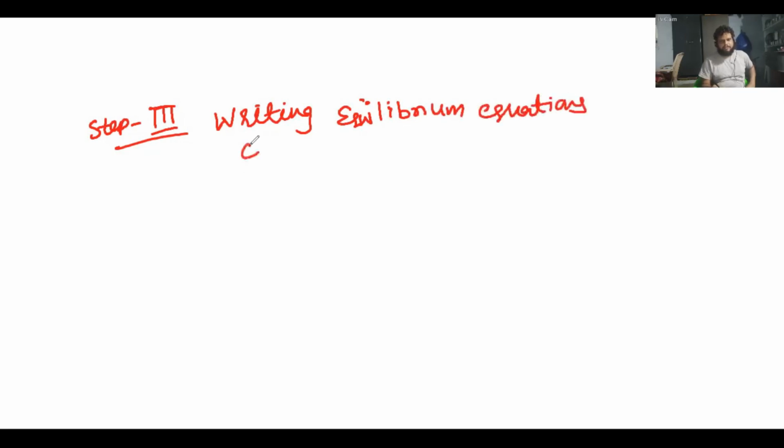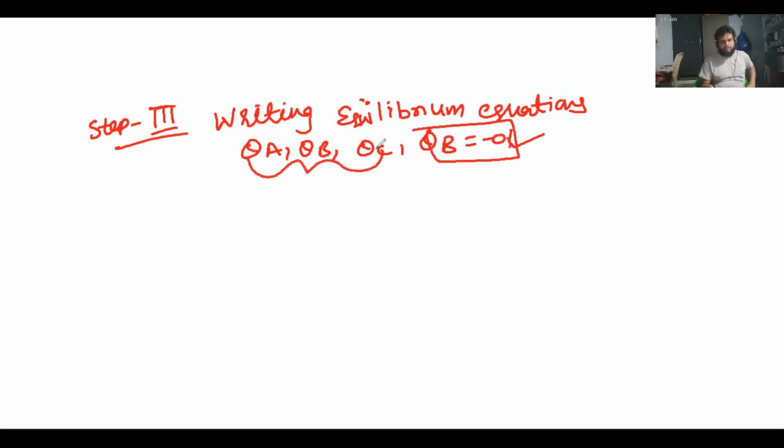So how many unknowns are there? Theta A is unknown, theta B is unknown, theta C is unknown, theta D is known. That is how much? 0.1. Okay, so this is a known thing. So how many unknowns are there? 3. So how many equations do we have to generate? 3 equilibrium equations. This is what I told you initially.